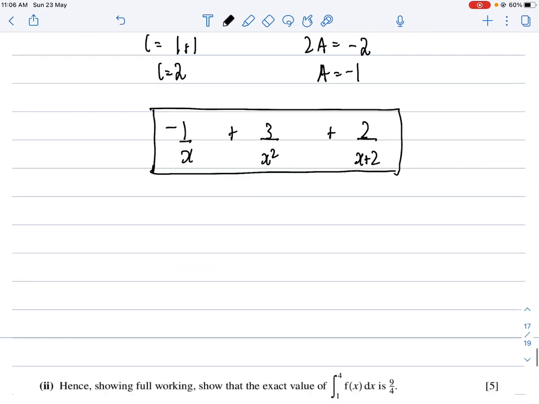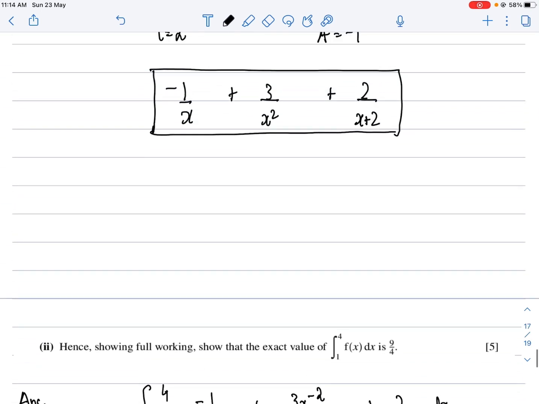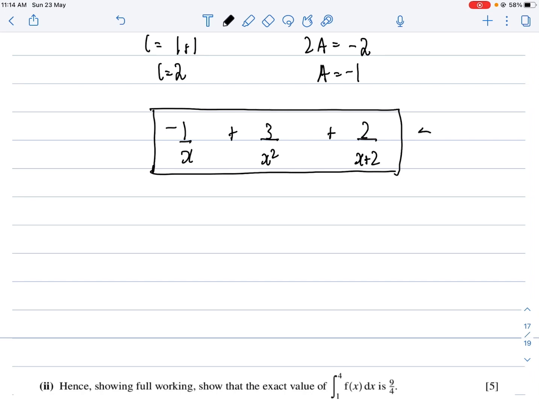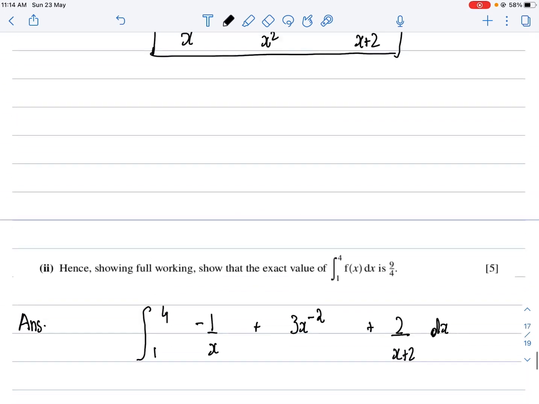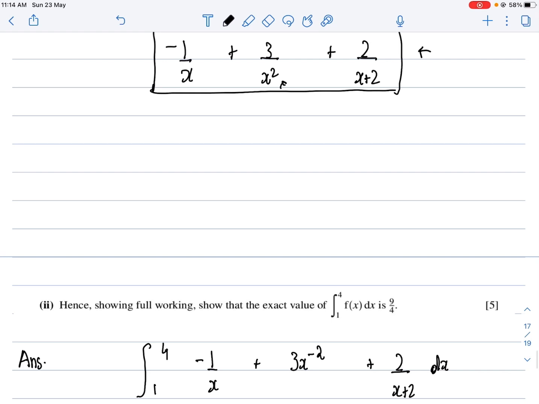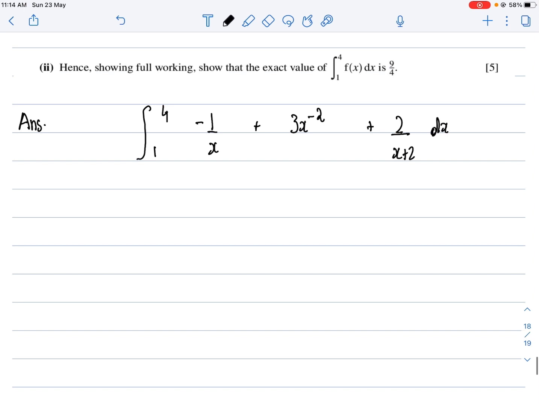Got it? Now this is the second part of the question. We know f of x is basically this, which can be written in this form. Basically, when I take x square in the numerator, I get x raised to minus 2. That's the only thing which is different. Now let's start the process of integration.